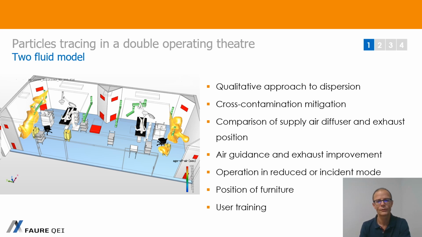Comparison of supply air diffuser and exhaust position between scenarios is really useful, and it can help you choose the right one. Air guidance and exhaust improvement are several things we need to test to make sure we have the best solution for the project. Operation in reduced or incident mode are several scenarios we studied to understand what would happen if there was an incident, or if we wanted to lower the airflow.